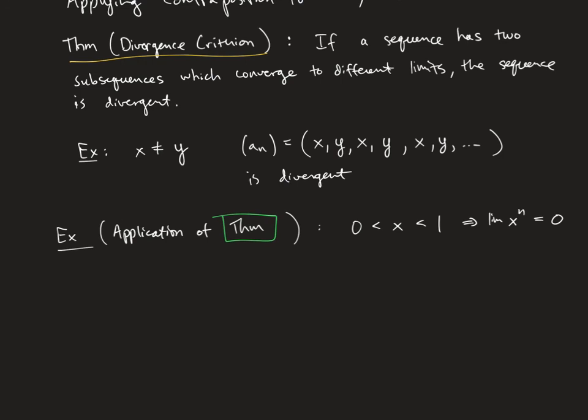So first note that what we have is x that's bigger than x squared, that's bigger than x cubed, that's bigger than x to the fourth, that's bigger than, etc. Right? And of course all of these are greater than 0. So my sequence is bounded below by 0. So our sequence, x to the n, is monotone and bounded.